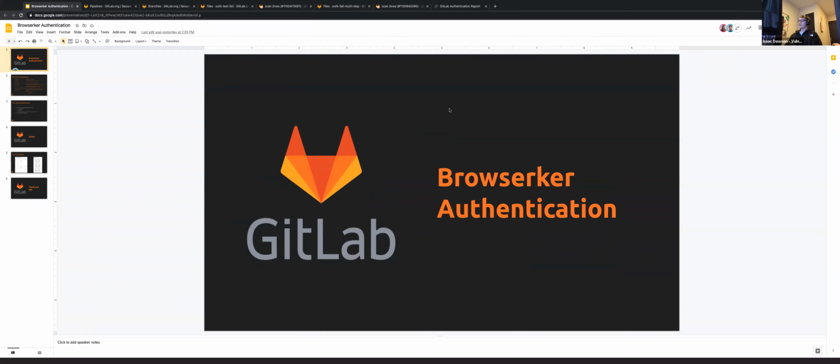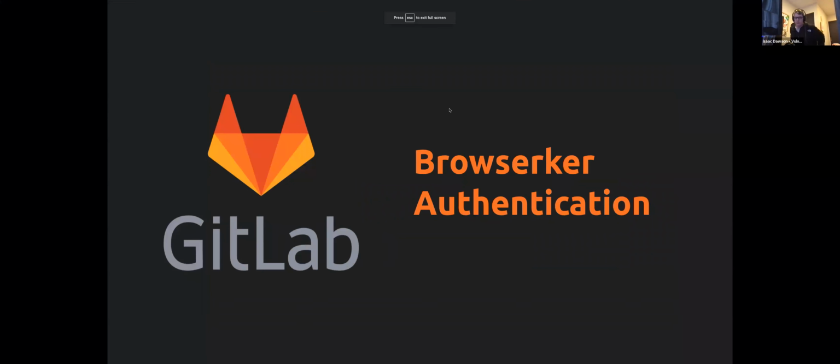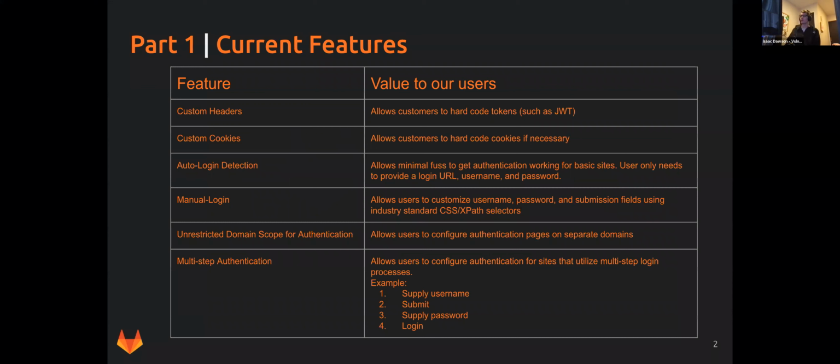Oh, present. This is discussing Browserker Authentication, kind of where we're at and where we're going. Just wanted to quickly highlight the current features that we have in place now, and then we can discuss the future features that we're working on. This table basically highlights what we support now. The interesting ones would be the unrestricted domain scope for authentication.